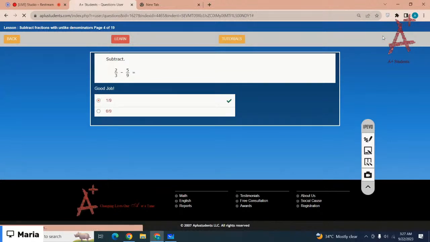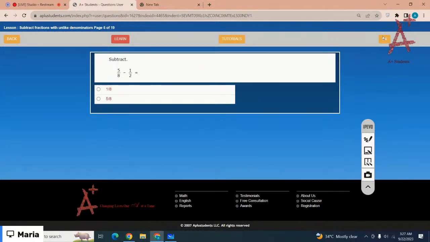Okay. The next one is 5 by 8 minus 1 over 2. So which is the correct option? The correct option is 1 over 8. Option number 1 is the correct option.